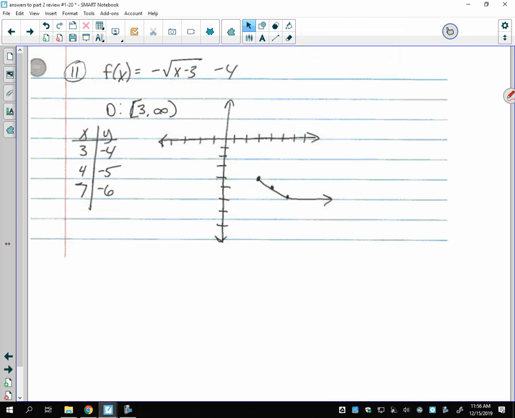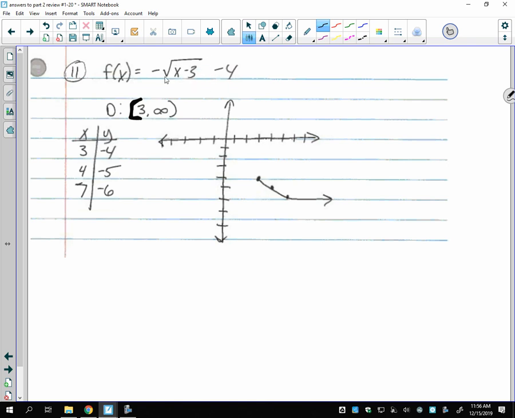Okay. Day 2 review answers, part 2. Square root equations. I kind of talked about this with number 10 with the domain, but starting with your domain on this is the easiest because it tells you where to start your graph. What makes this go to 0 is 3. So right away, before I even make my graph, I know my domain is bracket 3 to infinity.